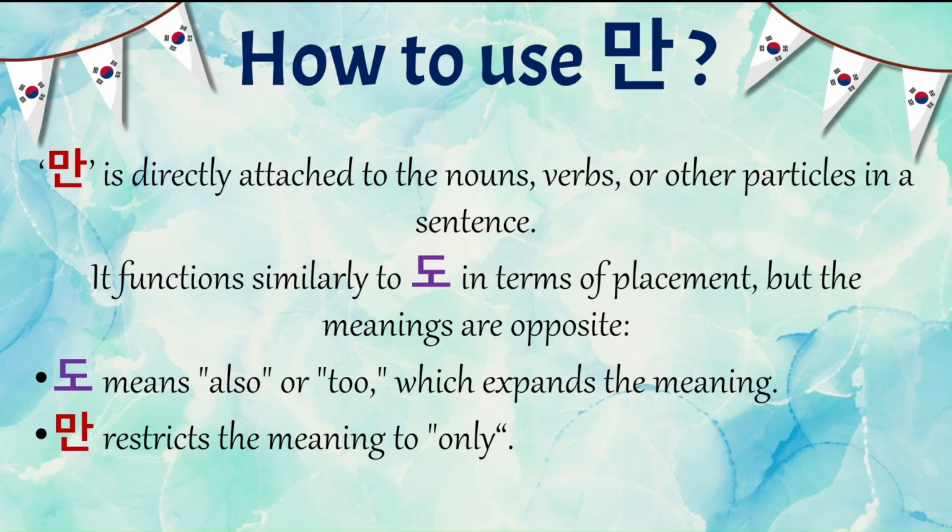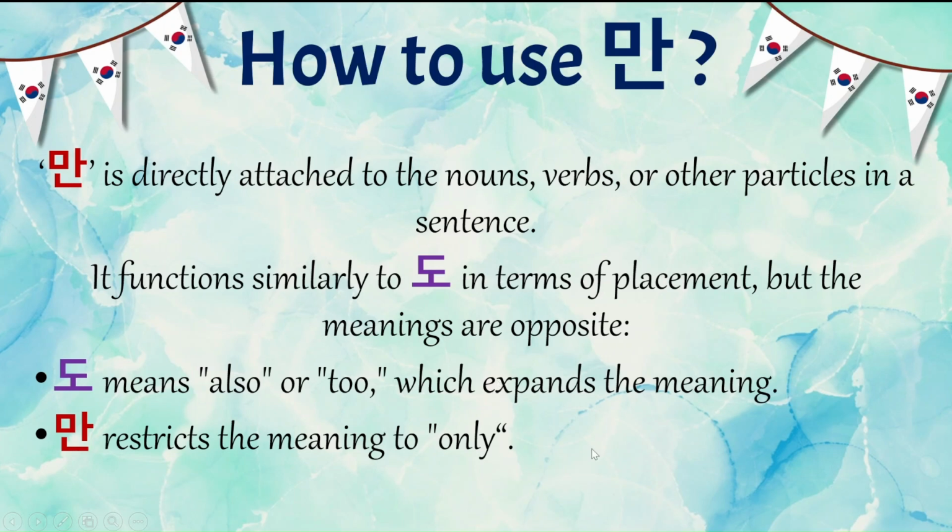For example, if you have to say, "I ate strawberries too," it means that you ate other fruits and you ate strawberries also. In that case, we are going to use the particle do if you want to frame this sentence in Korean. I'm not going in deep. You can go and watch the video of the particle do and understand what I mean, right? So basically what it does is expand the meaning. And man restricts the meaning to only. So this is the difference between these two particles.